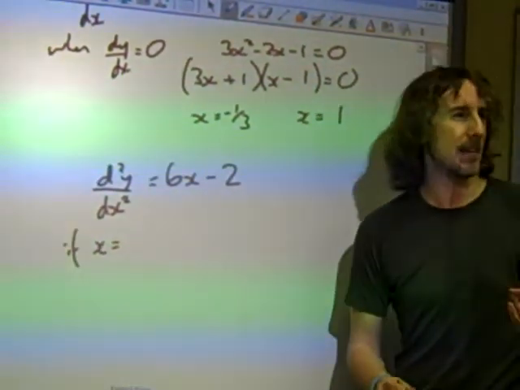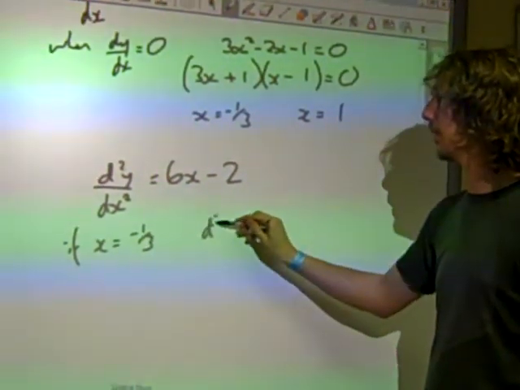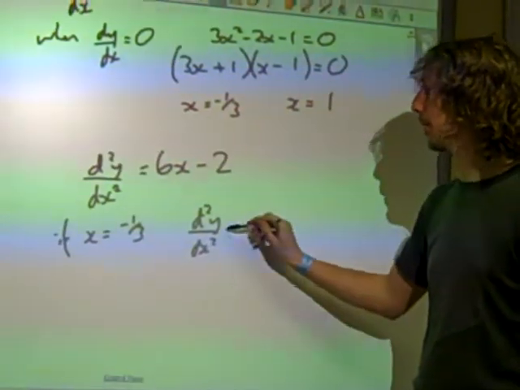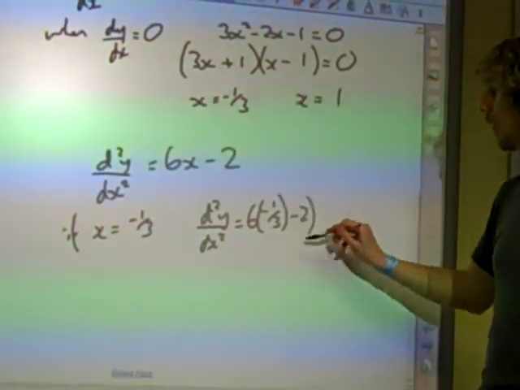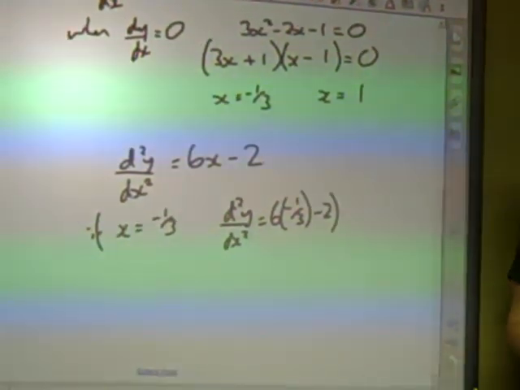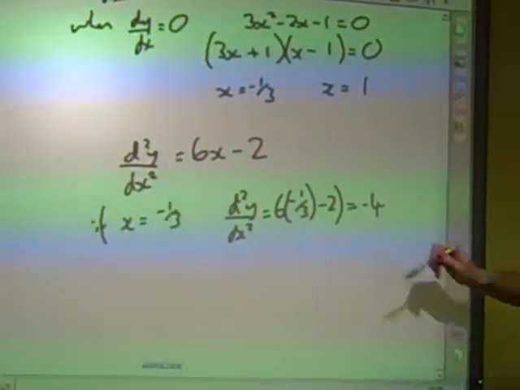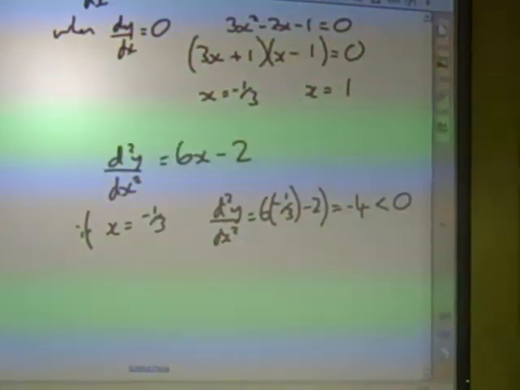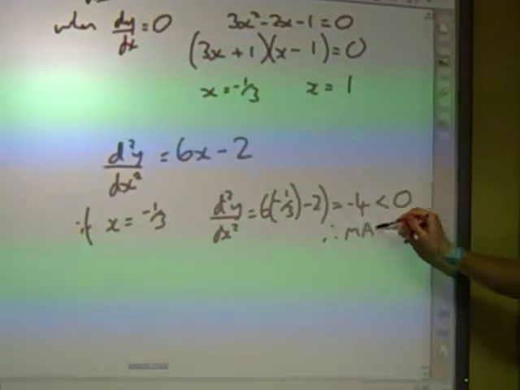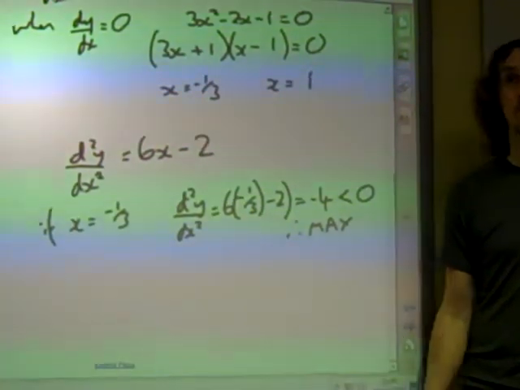I know in my head what's going to happen with this, but we'll sub them in anyway, and then we've made sure we've been absolutely clear of it. Well, 6 times minus a third is minus 2, take away another 2, well, I put a bracket there, is negative 4. Negative 4 is less than 0, so that point is a maximum. That's not the minimum that we were looking for.